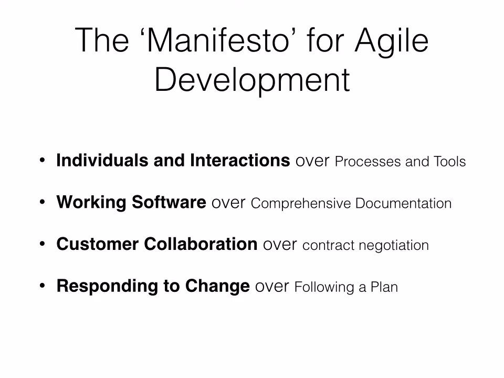The manifesto for Agile software development is simply that you have individuals and interactions, particularly face-to-face interactions, over processes and tools, over regimented use of a technology or a process. It's really about individuals and the interactions with those individuals. Another part of the manifesto is having working software over comprehensive documentation, where working software is the primary measure of progress. Another part is customer collaboration over contract negotiation.